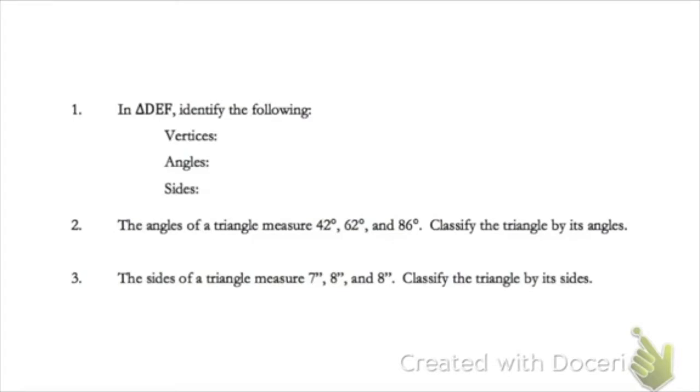The easiest way to do this is actually to sketch the triangle and label it. Remember, when you're sketching and labeling the triangle, you start with one vertex and then you go around clockwise, labeling the other ones. So the vertices, think of them as the corners, are point D, point E, and point F.